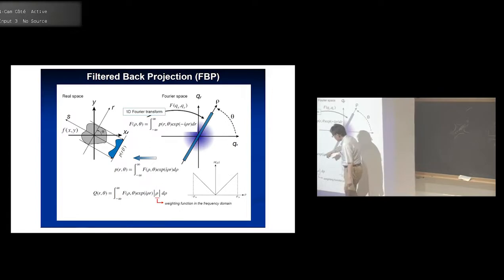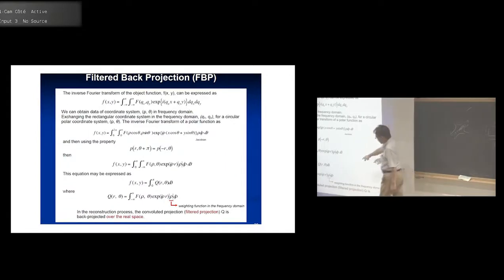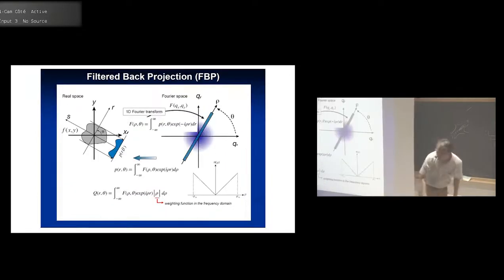And then the QR theta, that was in my previous slide, this one, I write it down again here, and then compare these two. And this is quite similar, right? Except for this weighting function. And the weighting function in Fourier space looks like this.